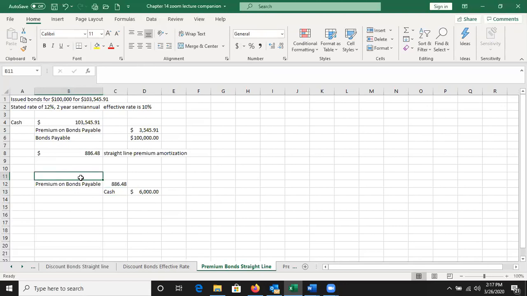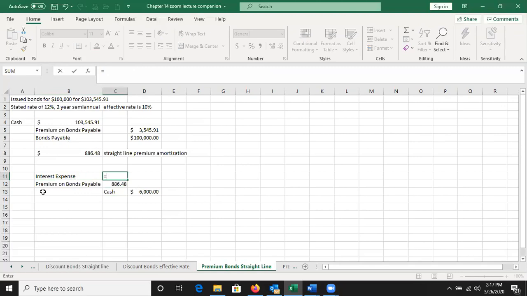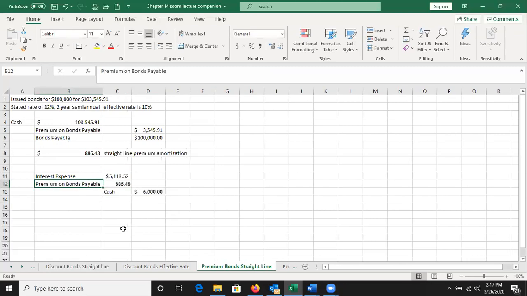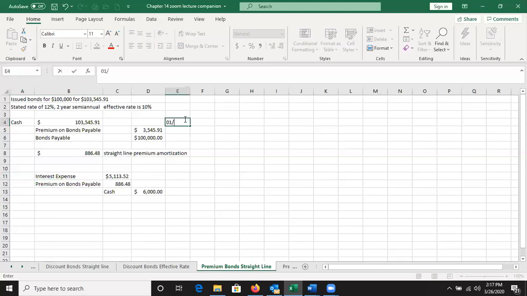We're missing one debit, and that is to interest expense. To calculate interest expense, when we have a premium on bonds payable and we're doing straight line amortization, it's just the difference between the cash and the amortized straight line premium amount. So interest expense will be $5,113.52.